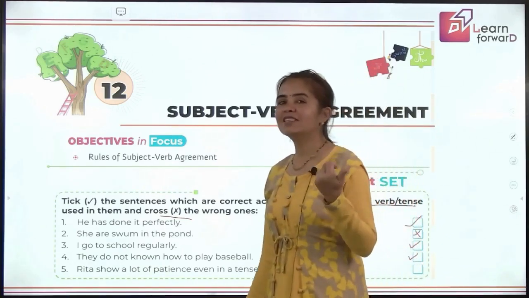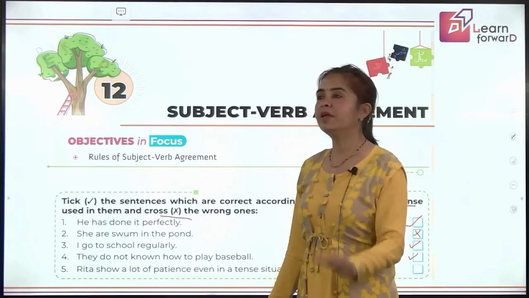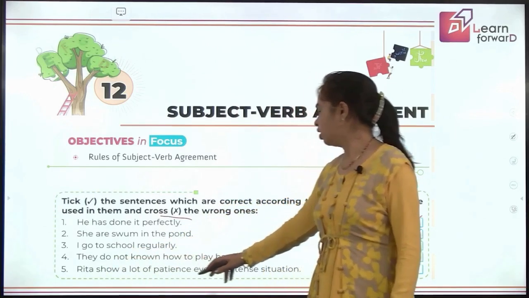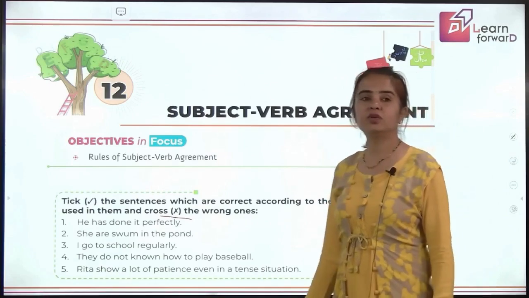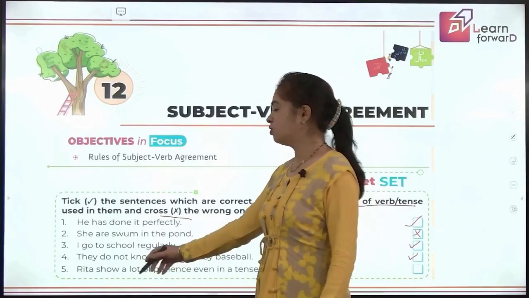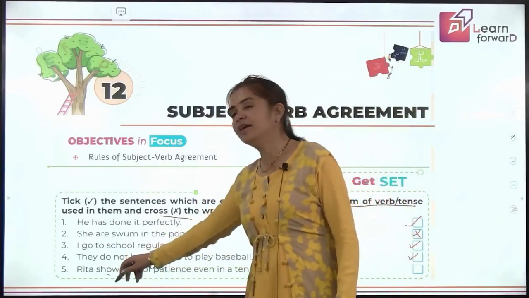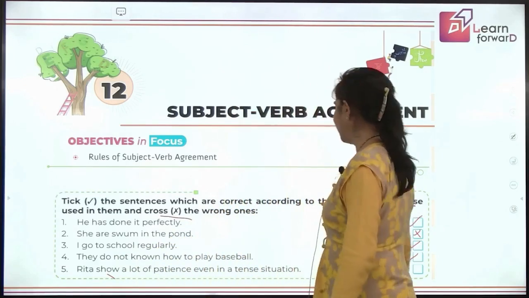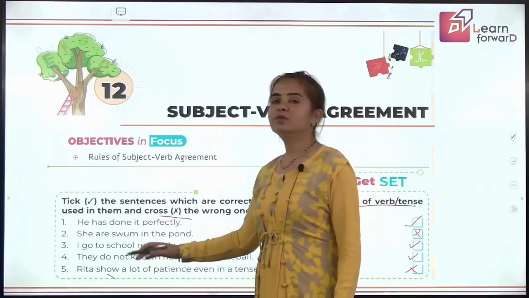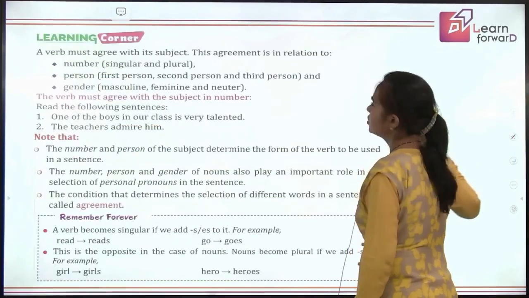So this is called the subject verb agreement. The rules that you have learned till now, you have been following. You have to make sure that we have to be careful about them. Rita show a lot of patience even in the tense situation. Is it right? How? Look at the verb. Look at the subject. The subject Rita is singular. Yes. So your verb should be with S. So is it right now? This is called subject-verb agreement, that the verb should go in agreement hand to hand with the subject. And what all? Let's start our journey ahead.